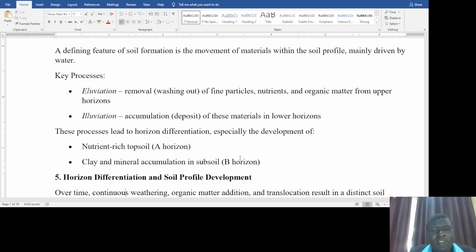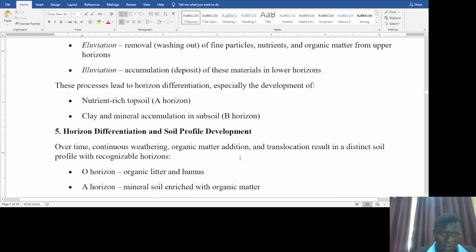and in these horizons there is a variation of the nutrients and the minerals, and then these horizons in a matter of time greatly differentiate.